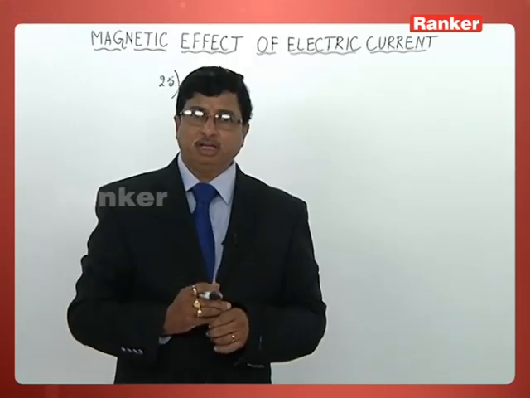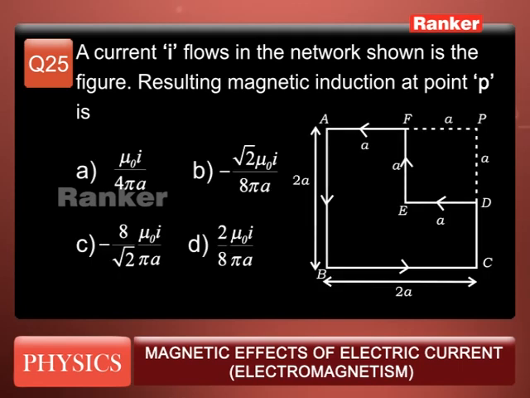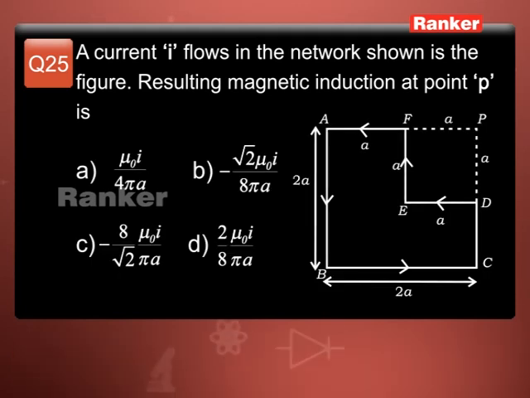The next number is 25. A current I flows in the network shown in the figure.